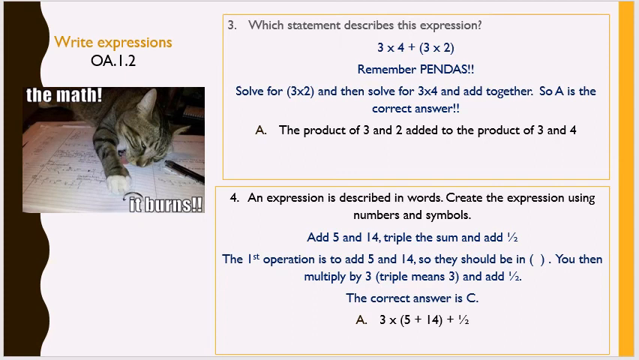Number 4, an expression is described in words. Create the expression using numbers and symbols. Add 5 and 14, triple the sum, and add 1/2. So the first operation is to add 5 and 14. So they should be in parentheses. Then you multiply by 3 because triple means 3. And then add 1/2. So the correct expression would be 3 times, parentheses, 5 plus 14, close parentheses, plus 1/2.